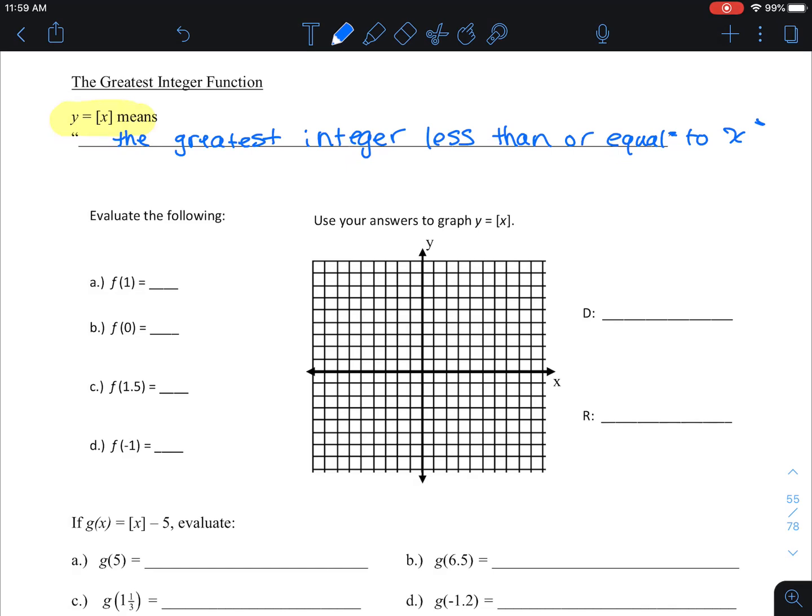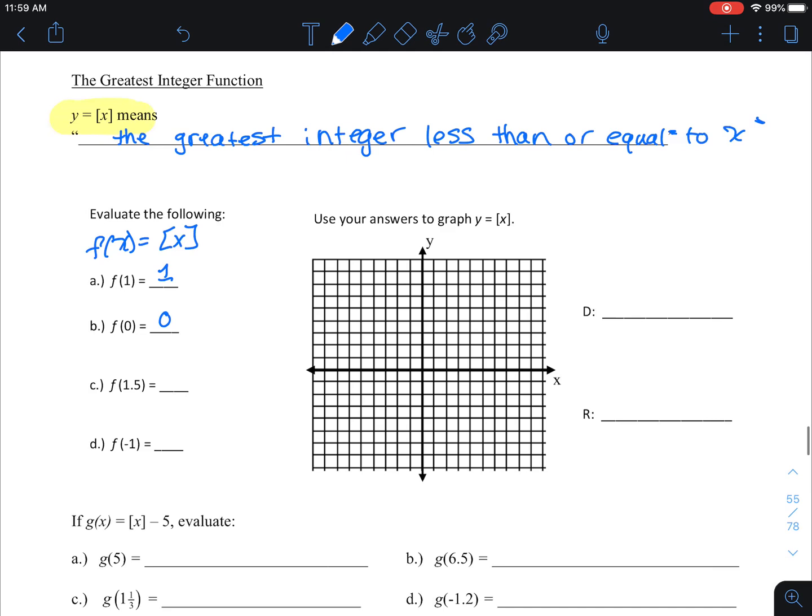So for example, f of 1, where f of x is equal to our bracket x, so it's our greatest integer function. So the greatest integer that is less than or equal to 1 is 1. The greatest integer that is less than or equal to 0 is 0. But the greatest integer that is less than or equal to 1.5 is 1. Because 1.5 is not an integer, so you find the integer that is directly below it, and then f of negative 1 is still an integer, so the output is negative 1.